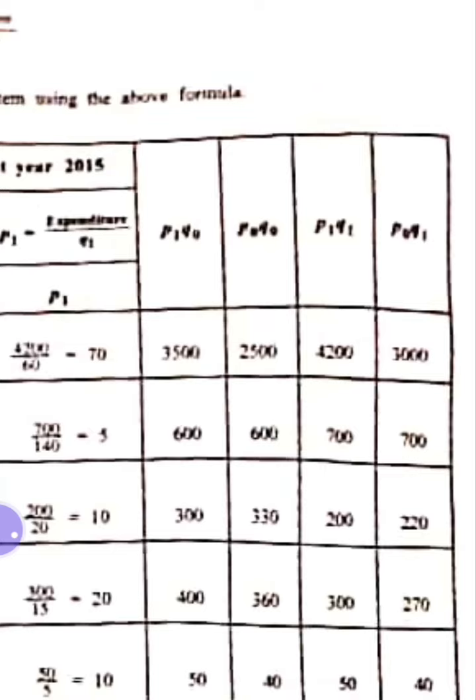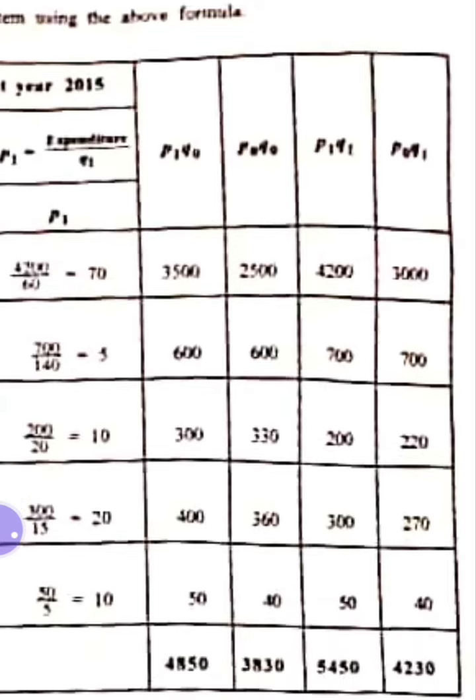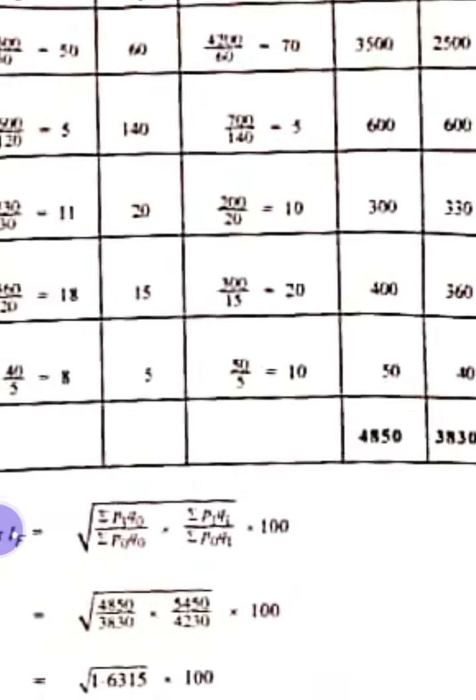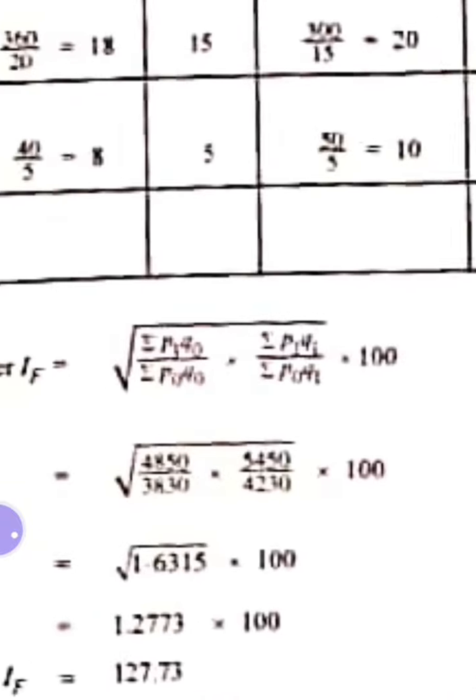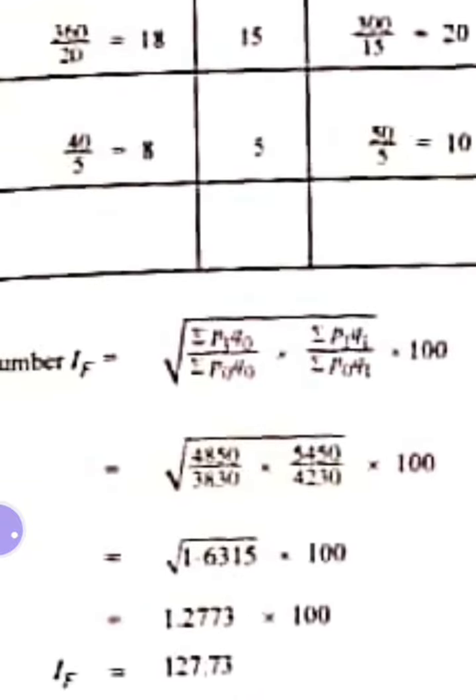Then what we are going to do? We are going to do the total of it. So you are going to find your P1Q0 is coming up to 4850, your P0Q0 is coming up to 3830, your P1Q1 is coming up to 5450, your P0Q1 is coming up to 4230. All these values you are going to put into the formula, you are going to solve it out, and you are going to find out IF. Your IF is coming up to 127.73.